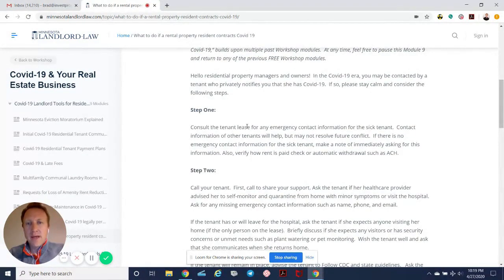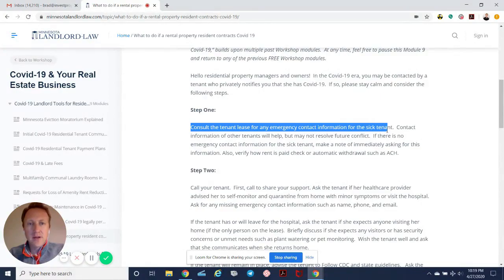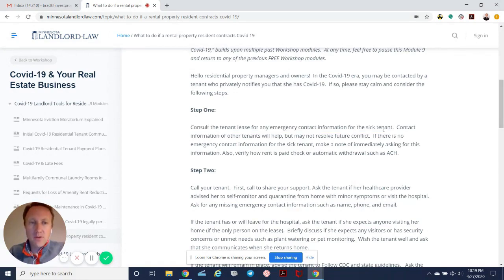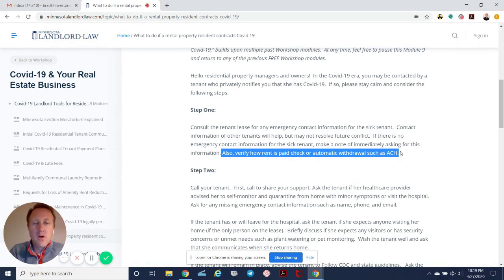First of all, step 1 is to consult the tenant lease for any emergency contact information. Your lease may or may not have had the form where the tenant who may now have COVID-19 stated a friend, a parent, a sister, the name and phone number. Regardless of how the situation unfolds, that is very good to know. Second, it's also great to know how the rent is paid, right? If you have someone with COVID-19 who may have to leave the property, it'd be good to know, do you have automatic payments or is that tenant paying via check?